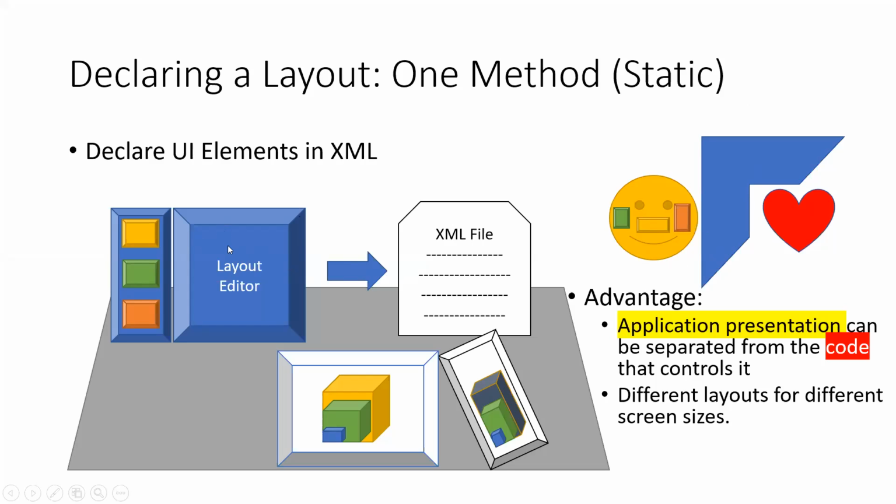Even if you are not using a layout editor, even if you are opening an XML file and coding it by hand, these advantages are still there. These are the advantages of using the static XML method. The other advantage is that you can have different layouts for different screen sizes. You have a tablet, you have a different layout; you have a mobile phone, you have a different layout for that. So one advantage is you can separate the presentation from the code, and the other is you can have different layouts for different kinds of devices and screen sizes.